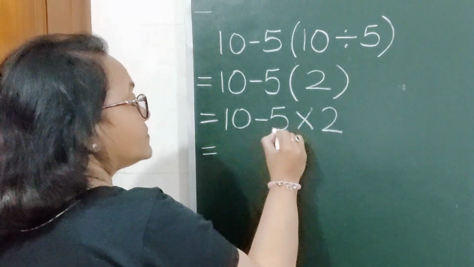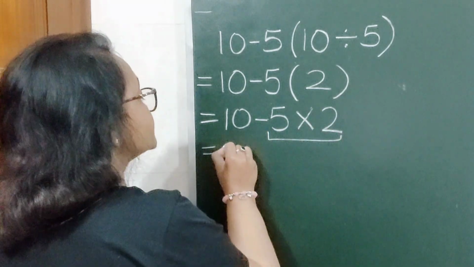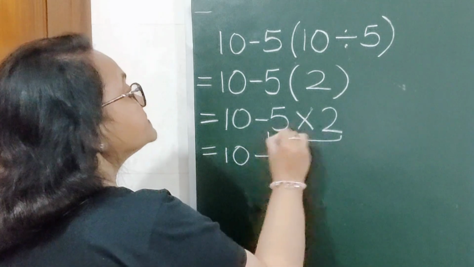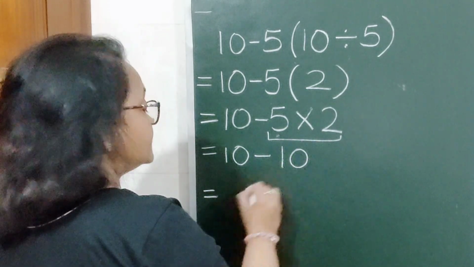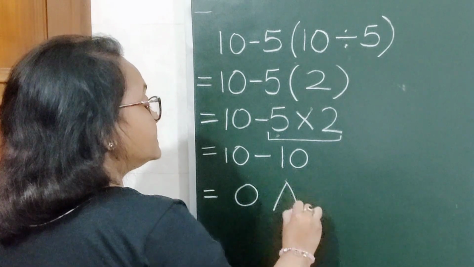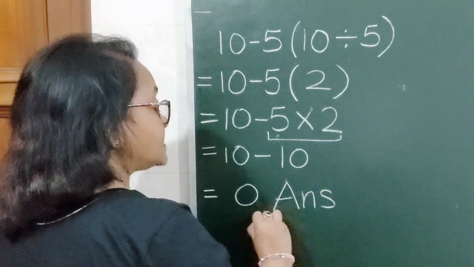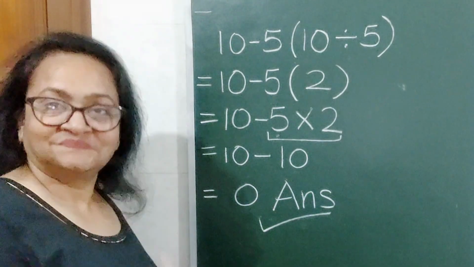Now as per BODMAS, we will solve multiplication first. 10 minus 5 2s are 10, and 10 minus 10 is 0. This is our correct answer. Right?